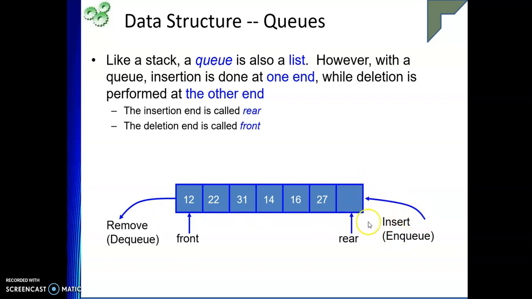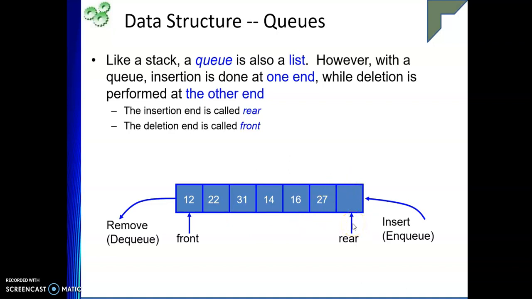You can see this is the end where we have the rear, and this is the end where the removal is done. So this is the queue which we have, with elements 12, 22, 31, 14, 16, 27, and 12 is the front element of the queue. This will be removed if any deletion happens. So 12 will be removed, after that 22 will be removed.